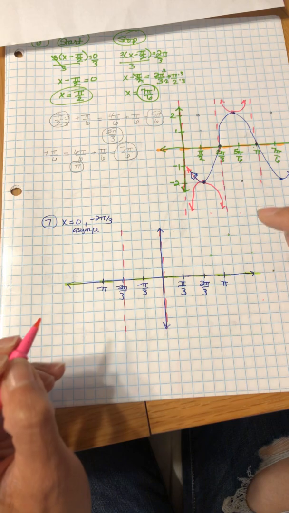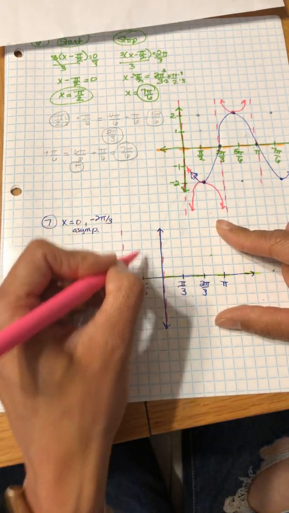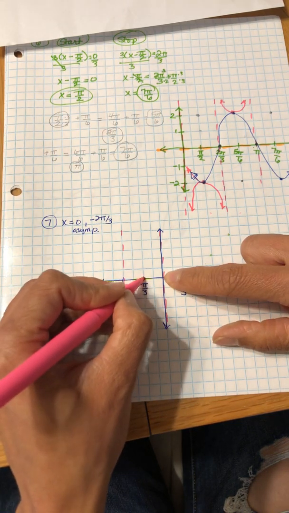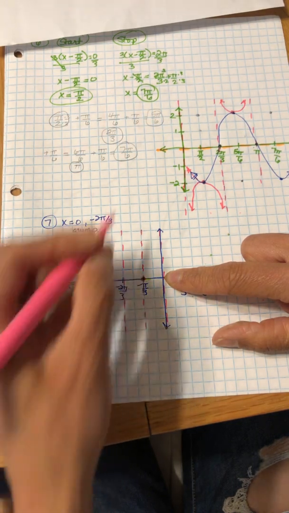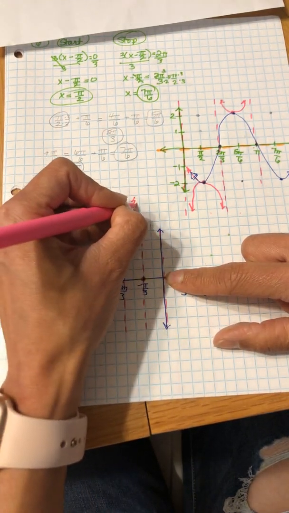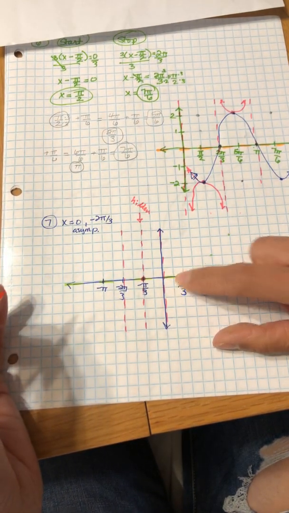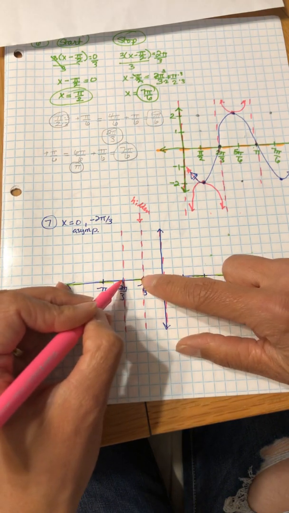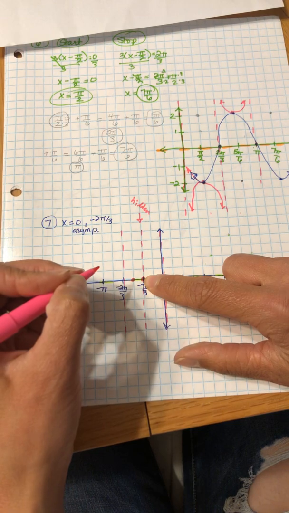Remember, cotangent has a hidden asymptote in the middle. So in the middle between negative 2 pi over 3 and 0 is negative pi over 3. So we need to plot the hidden asymptote. I'm going to put the hidden one exactly in the middle. Now we just have to plot a point in the middle of these two asymptotes, and in the middle of these two asymptotes. So there's one here.